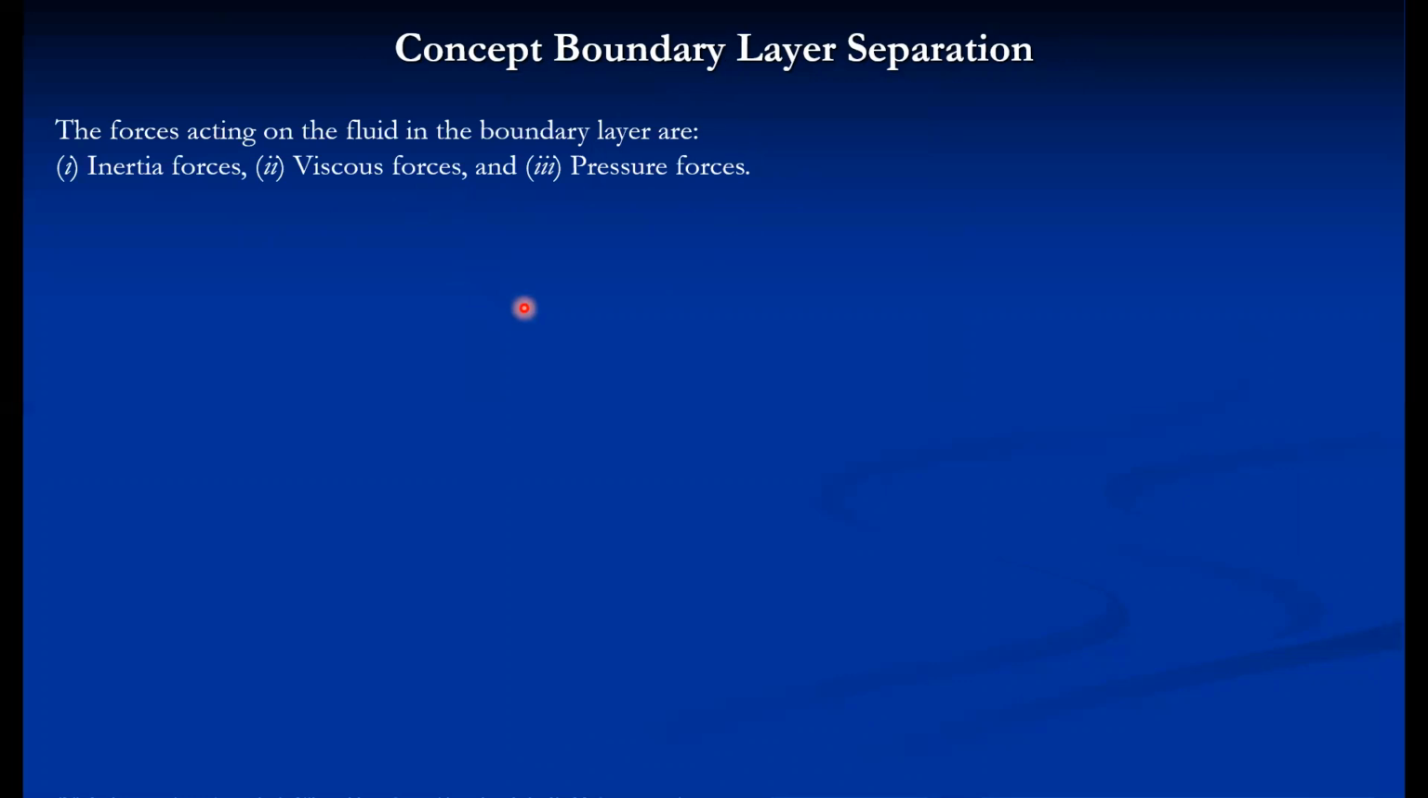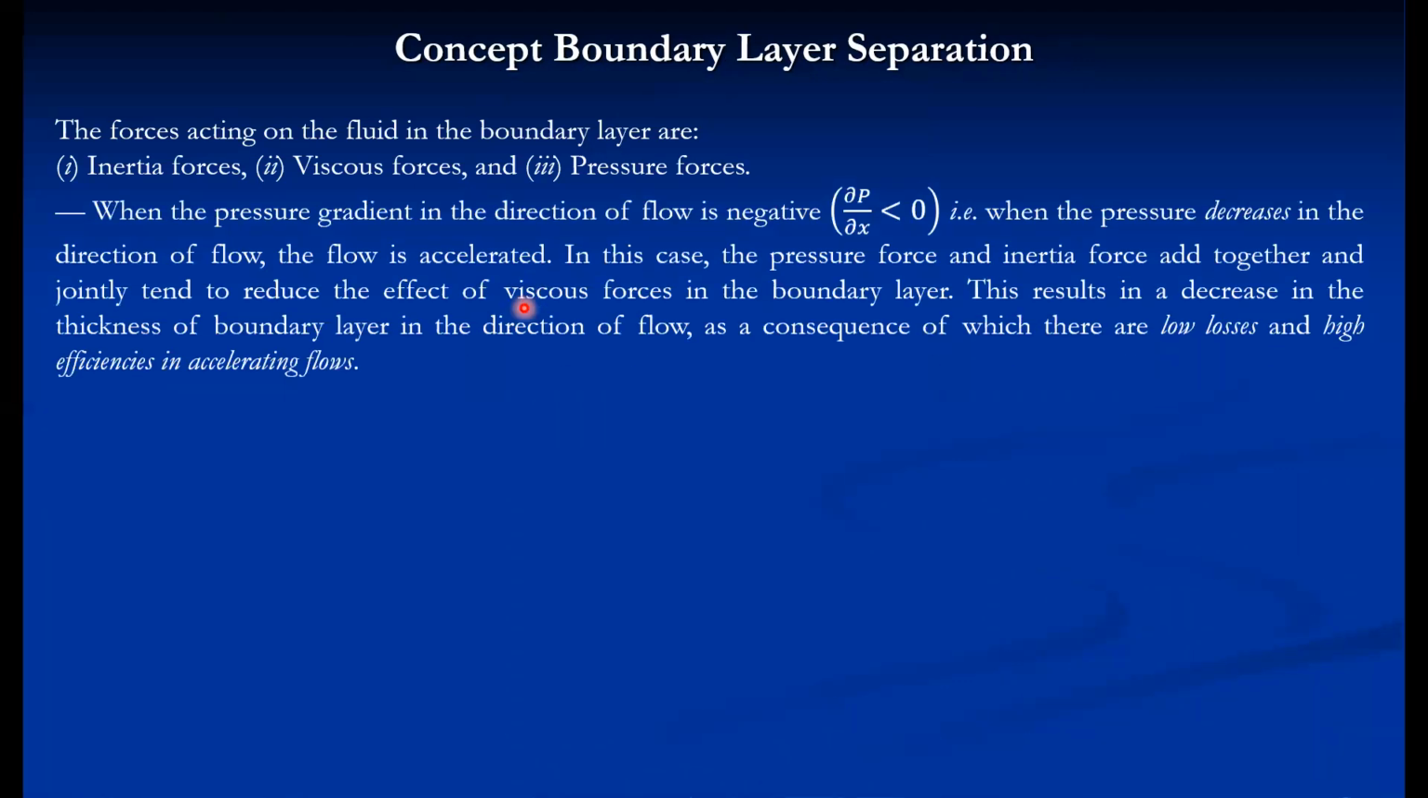Now, depending upon the magnitude of these forces, there is a possibility of flow variation. Suppose the pressure gradient in the direction of flow is negative, meaning there is a continuous decrease in pressure. It happens generally in pipe flow, but it can also happen in external flow. When the pressure decreases in the direction of flow, according to Bernoulli's equation, velocity increases, meaning the fluid accelerates. In this case, the pressure force and inertia force add together and jointly tend to reduce the effect of viscous forces in the boundary layer.